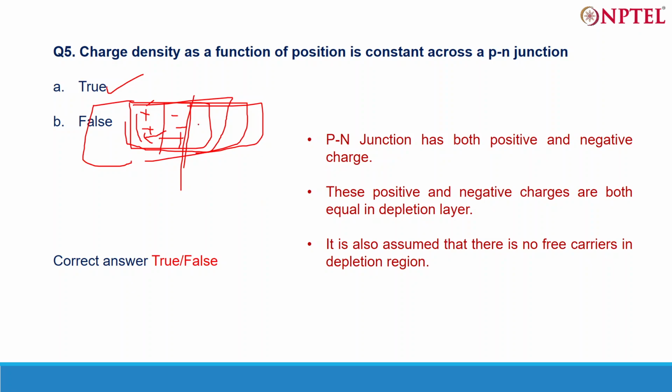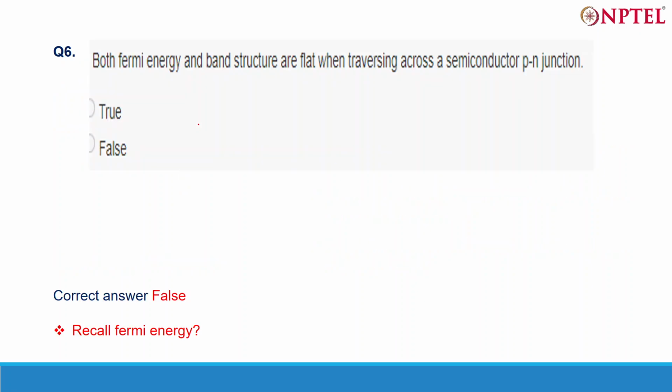Otherwise, in general, you can assume charge density as a function of position is constant across a p-n junction. It's a true statement. Okay. So these are the graded part of the assignment.